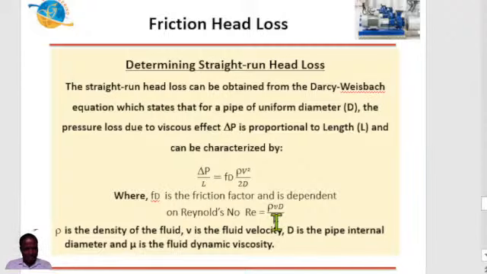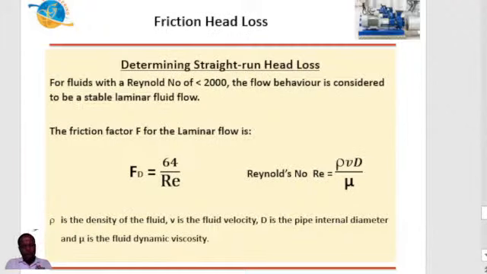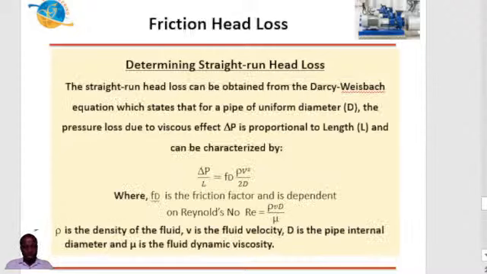Now, when you put those values together to obtain your Reynolds number, for fluids with a Reynolds number of less than 2000, we know that the flow behavior is what? It is considered to be a stable laminar fluid flow. All right, so for a stable laminar fluid flow with a Reynolds number of less than 2000, your friction factor, which you need to obtain first before inserting the value into the Darcy-Weisbach equation to obtain your pressure loss due to viscous effect, which is your straight run head loss.